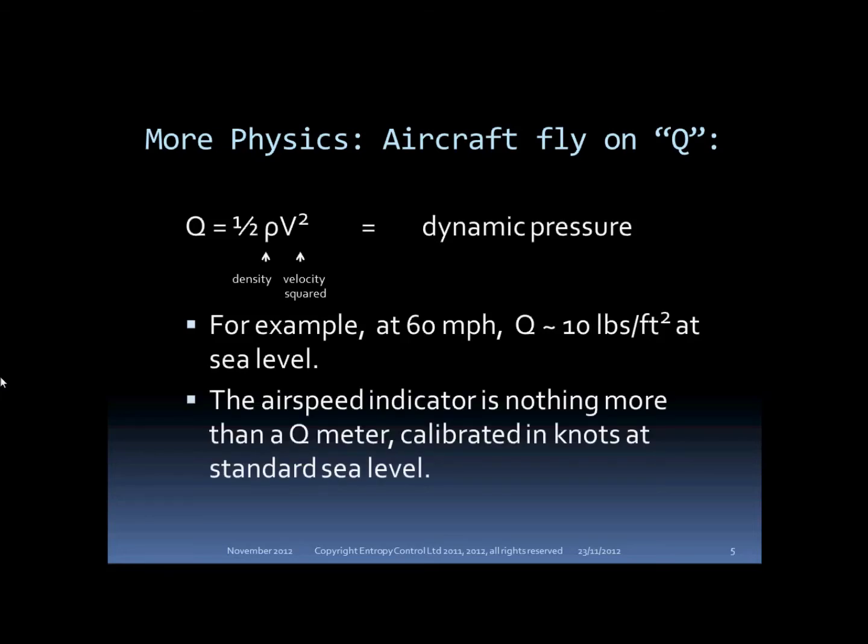The airspeed indicator measures Q and displays Q in terms of airspeed at standard sea level conditions. It has a square root function that makes the display nice and linear, but it is really just nothing more than a fancy pressure gauge.